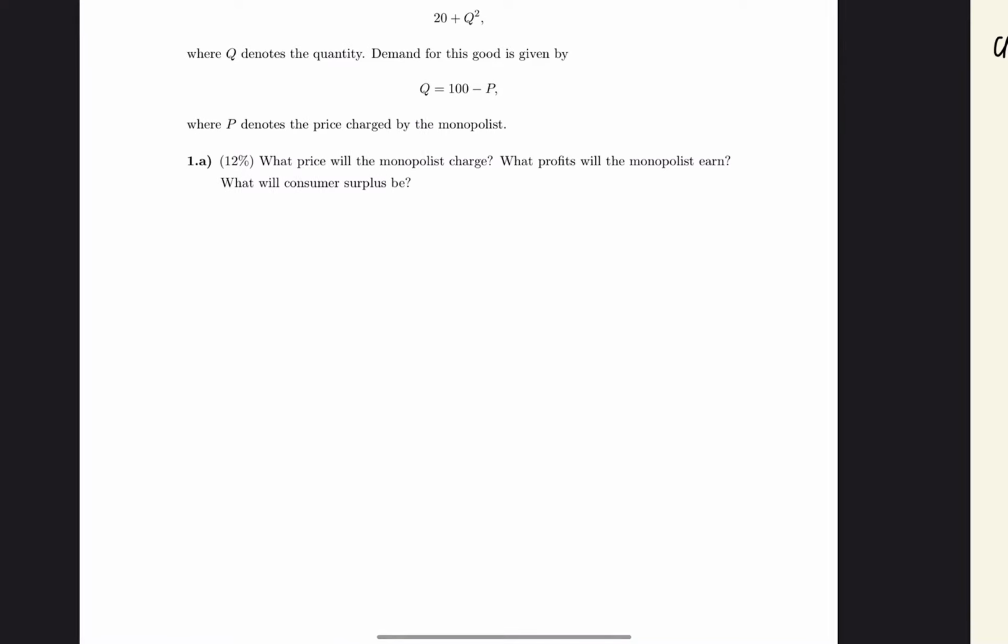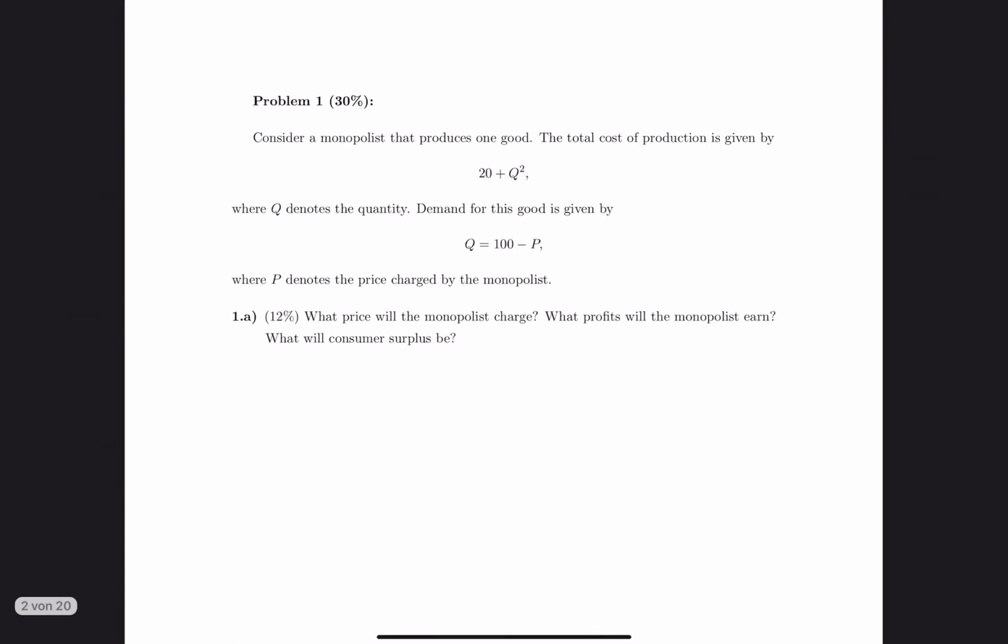So, let's start. Consider a monopolist that produces one good. The total cost of production is given by 20 plus Q to the power of 2, where Q denotes the quantity. Demand for this good is given by Q equal to 100 minus P, where P denotes the price charged by the monopolist. Question A: What price will the monopolist charge? What profits will the monopolist earn? What will consumer surplus be?